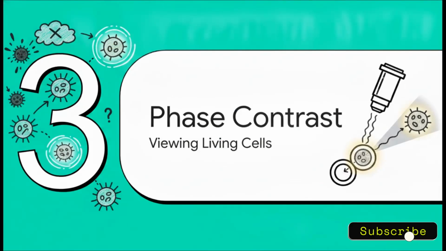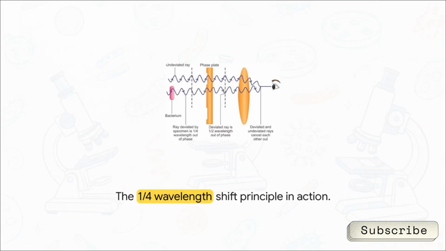All right, Section 3, phase contrast microscope. We all know staining kills cells, right? So how exactly do we get good contrast if we want to study living microbes without destroying them? The physics here are actually super elegant. When light passes through a specimen, let's say a bacterium, some rays are deviated and slowed down because of the cell's density. Other rays just pass right by, totally undeviated.